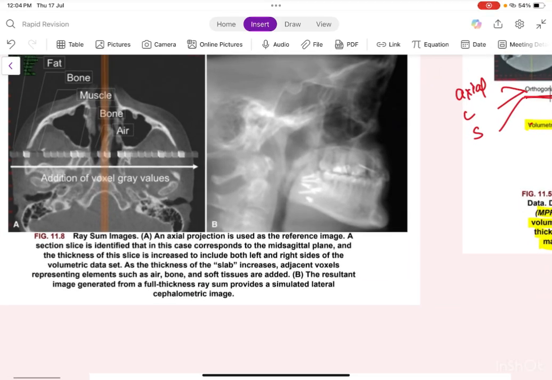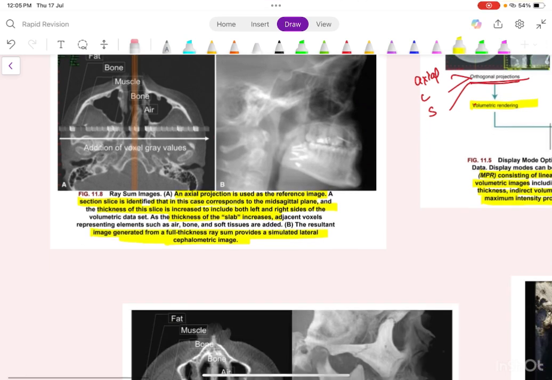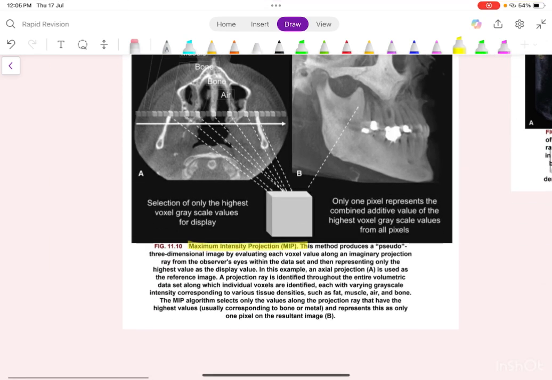In the RASM images, I told you that from one CBCT image you can form another image. The axial projection is used as a reference data. The section slice is identified which corresponds to the mid-sagittal line. The thickness of the slices increases as the slab increases. So we can form a full thickness image, like we can simulate the lateral ceph. Now this is about MIP: selection of the single highest value for display, and only that single value is represented.